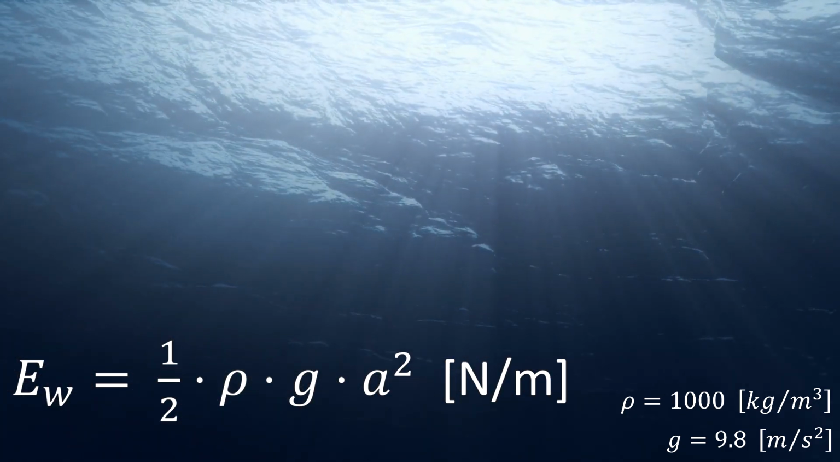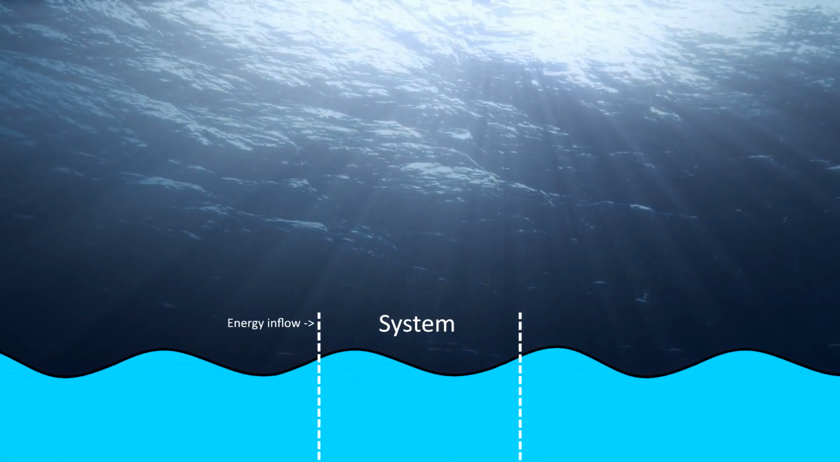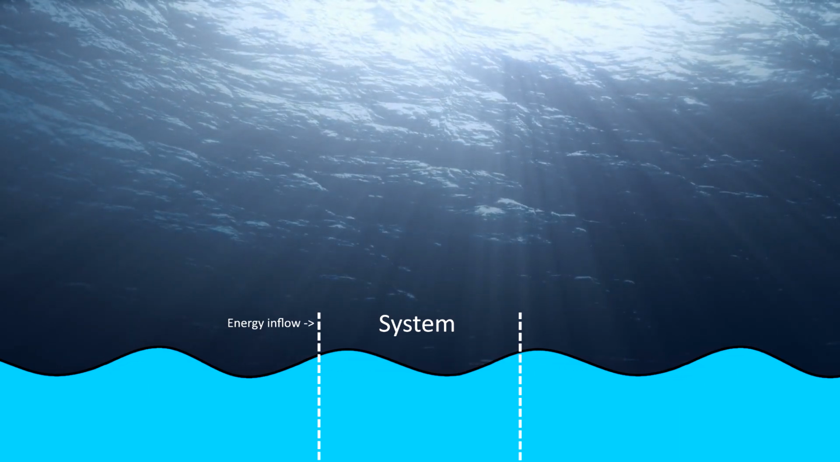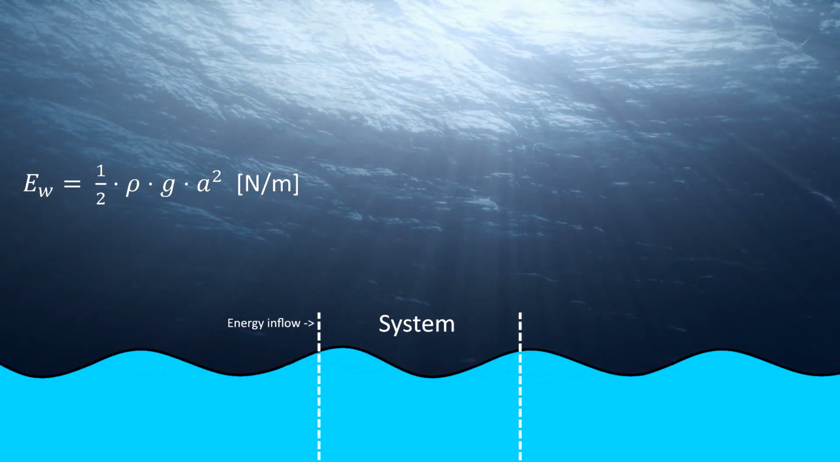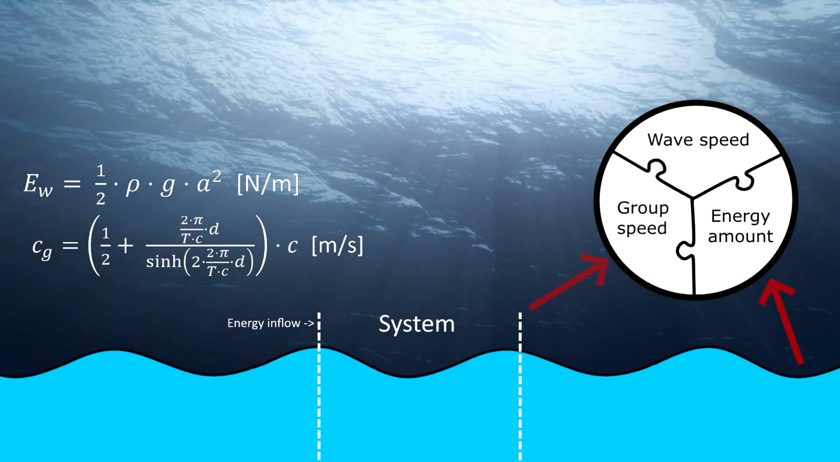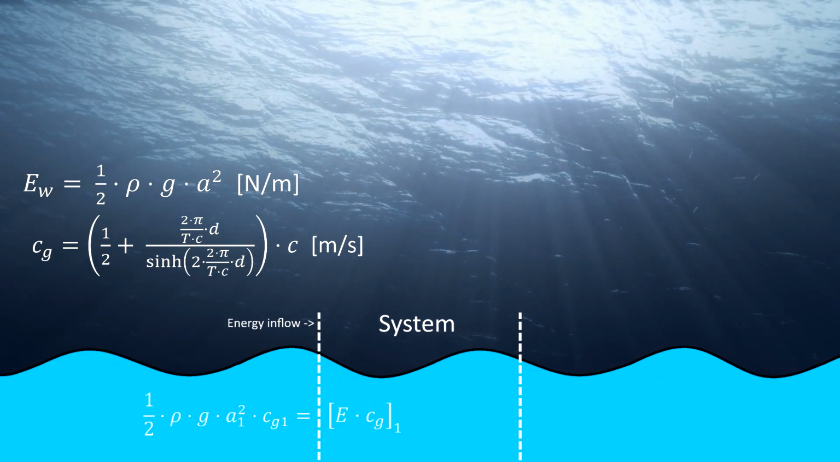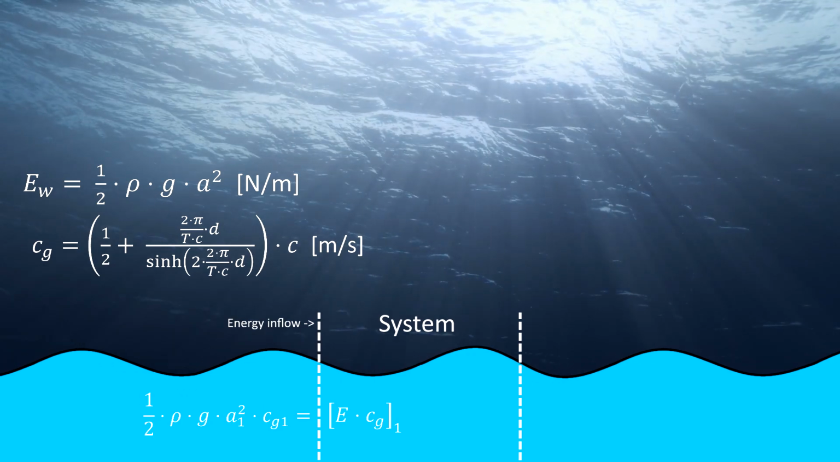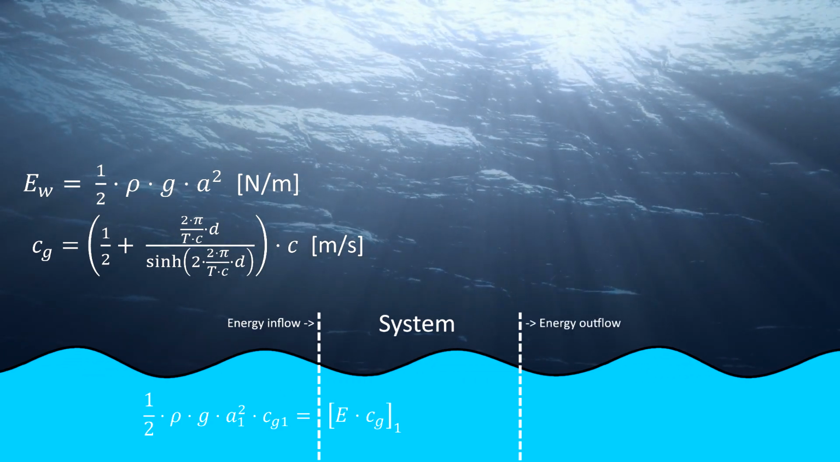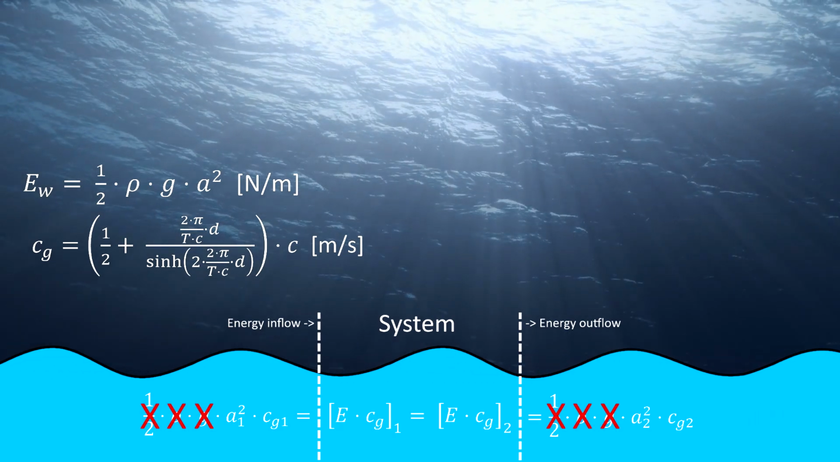Okay, so let's connect these 3 puzzle pieces with conservation of energy. A wave will enter our so-called system and gives a certain amount of energy input per unit of time. We can define this flux using the average energy equation and the energy velocity, puzzle pieces number 2 and 3. By multiplying these two, we get our energy inflow per unit width. And this inflow of energy must be equal to the outflow of energy. So we can write this expression on both sides of the equation sign and cancel out some variables.